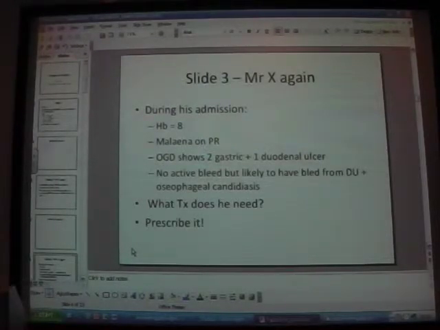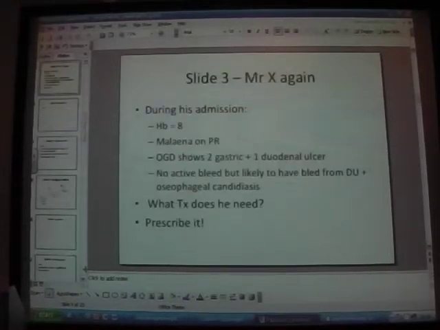What did you say? Fluconazole. Yep, so some oral fluconazole for about 10 days. Okay, now I want you to prescribe it. So can you please prescribe me 30 milligrams of lansoprazole BD and prescribe some fluconazole 50 milligrams once a day for 10 days.